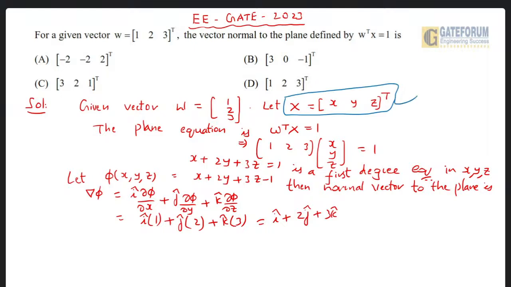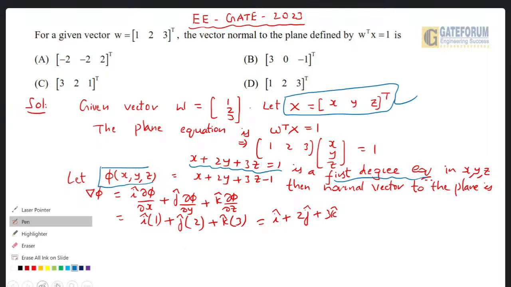Without taking x, we cannot find the plane equation. This is the plane equation, a first degree equation. These are the highlighted terms. And this is the phi function, a scalar function. How to take it: bring all the terms from the given equation to one side.